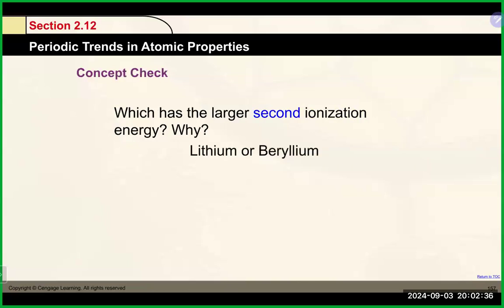Which one should have a larger second ionization energy, lithium or beryllium? This is second ionization energy, which basically means we're talking about the second electron coming off. So let's take a look at lithium, which is 3, 1s2, 2s1. And we're looking at beryllium, which is right next door on the periodic table, which should be 1s2, 2s2. Which one should have the higher second ionization energy, you think? It should be lithium, I think I heard.